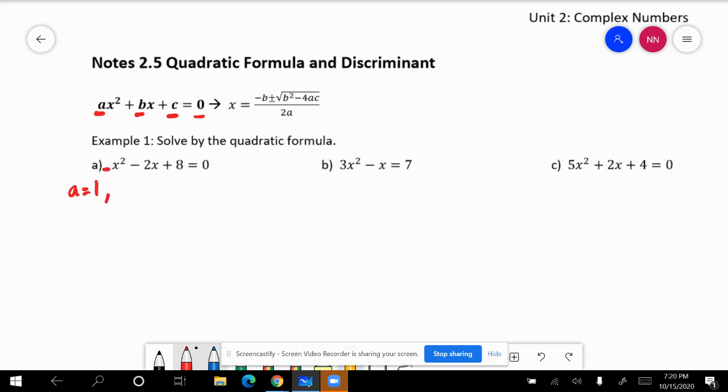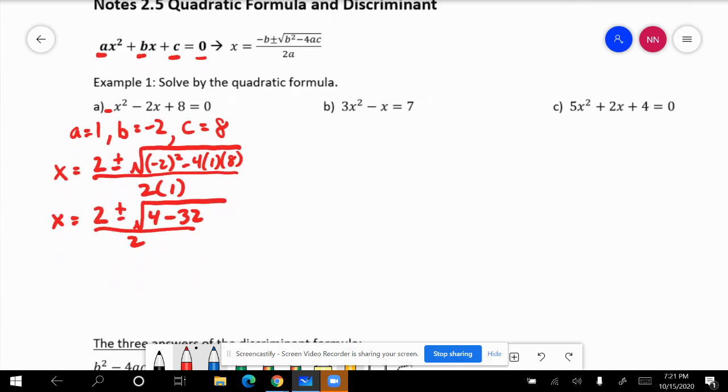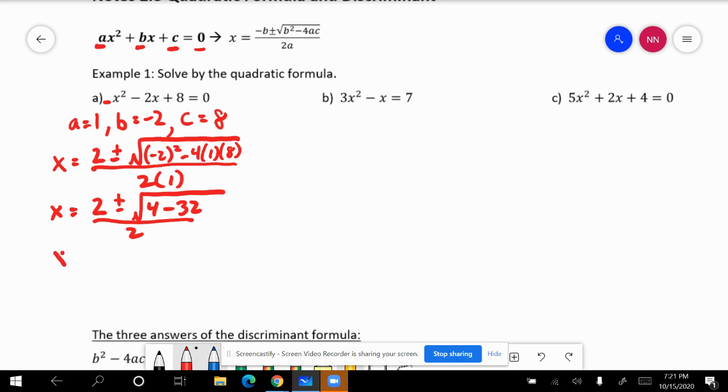So looking at our first example, our a value is 1 because that's in front of the x squared. Our b value is negative 2 and our c value is 8. When we plug it in, x equals negative b, the opposite of b, so that would be 2, plus or minus the square root of negative 2 squared minus 4 times 1 times 8, all over 2 times 1. We're going to simplify inside the square root. So we have the square root of 4 minus 32, all over 2. 4 minus 32 gives us negative 28.